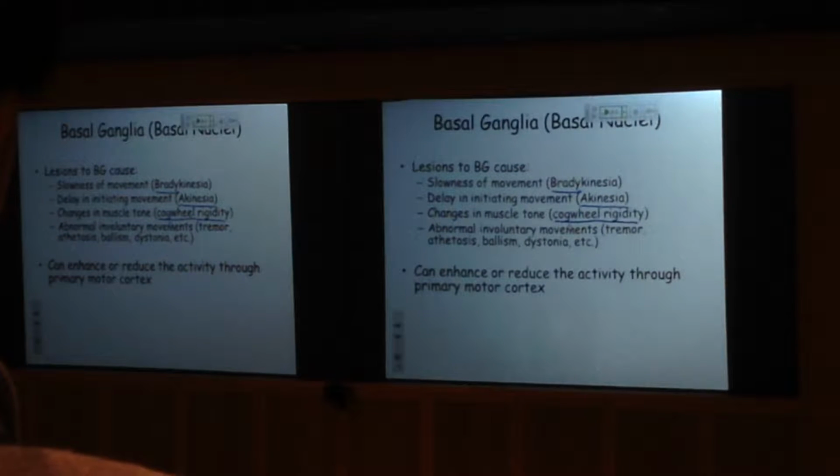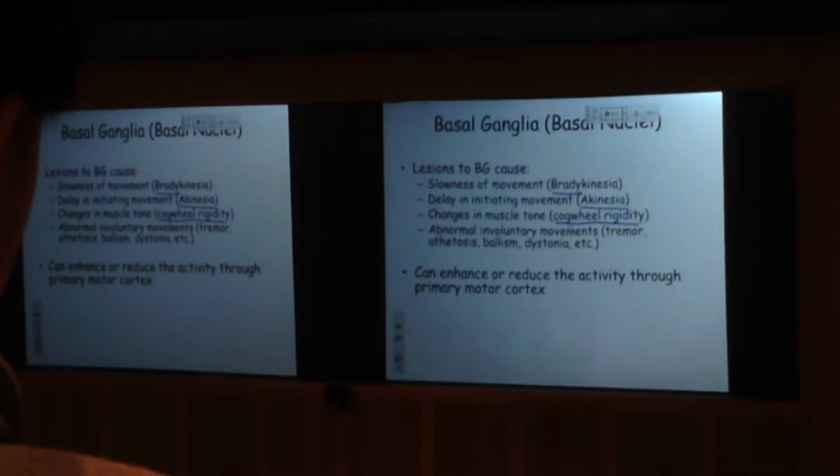We have a lot of findings since then in the basal ganglia that support these conclusions, which means the basal ganglia enhances or decreases the activity of the motor cortex.